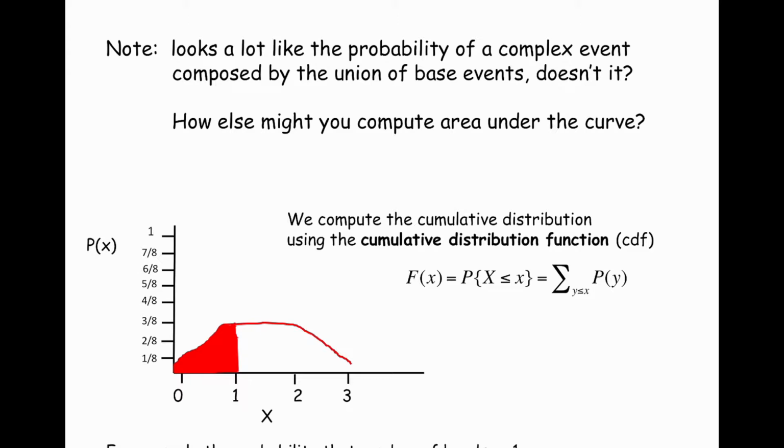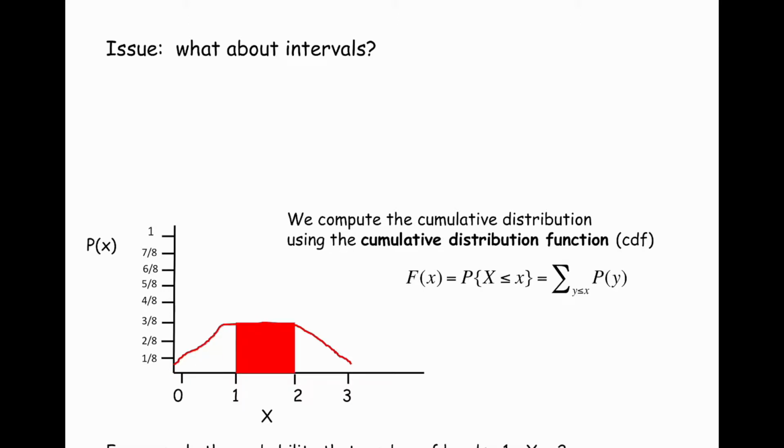Okay, so this is not enough, right? There are other types of complex events that we might want to pose. We might want to have intervals. For example, let's say for the 3 coin flip example we were interested in computing the probability that the number of heads we measure is going to be greater than 1, or greater than or equal to 1 and less than or equal to 2, right? We might want some interval that isn't from the end coming up to some value.